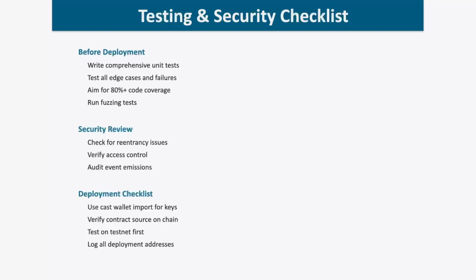Then do your deployment checklist. Use cast wallet import for secure key storage. Verify your contract source on-chain with forge verify, and always test on testnet before mainnet. Log all deployment addresses. Save this information. You'll need it for audits, upgrades, and integrations.